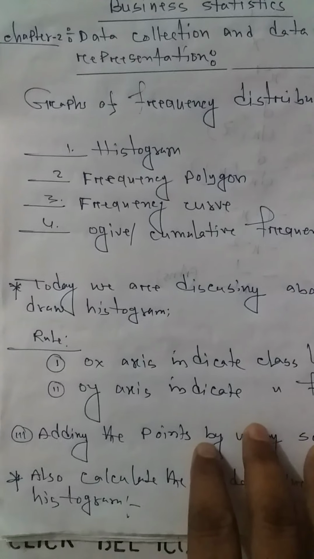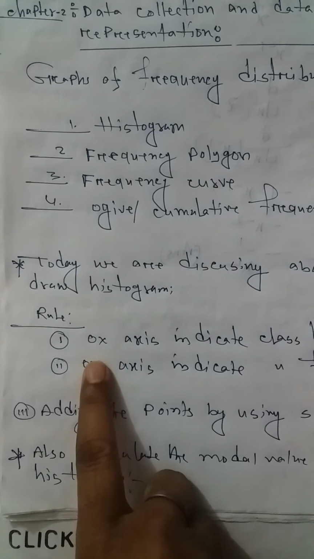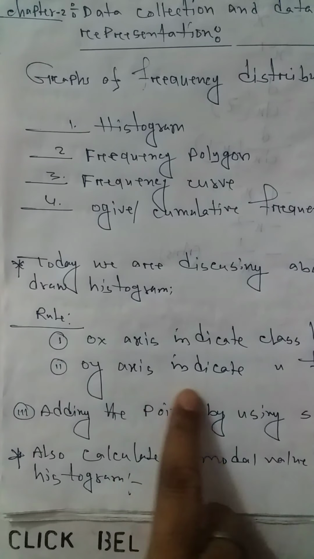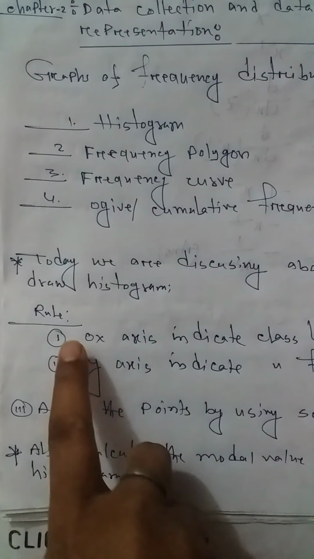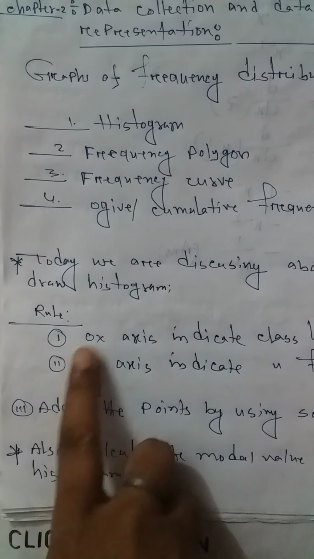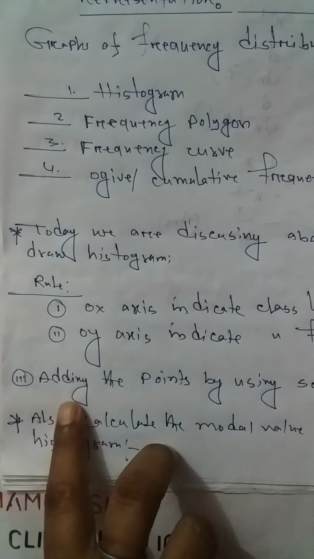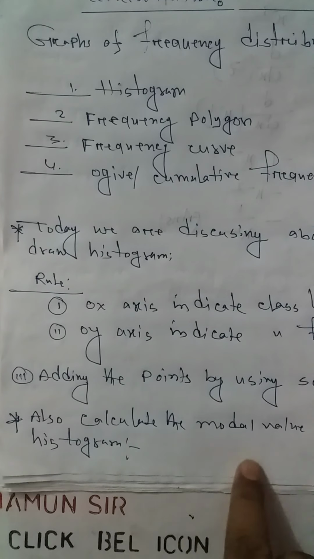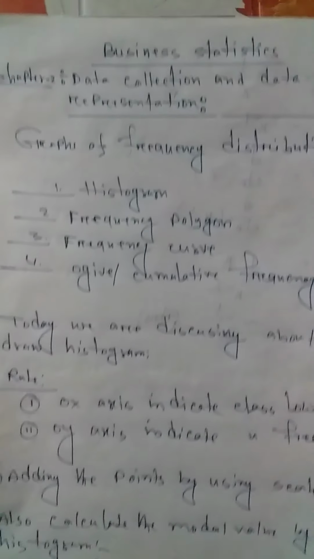At first, we learn the rules for drawing a histogram. The first rule is that the x-axis indicates the class lower limit and the y-axis indicates the class frequency. These two rules are very important to draw histograms. Remember them. And add the points by using a scale. Also, you can calculate the modal value by using histograms. Dear student, let's go to the next.